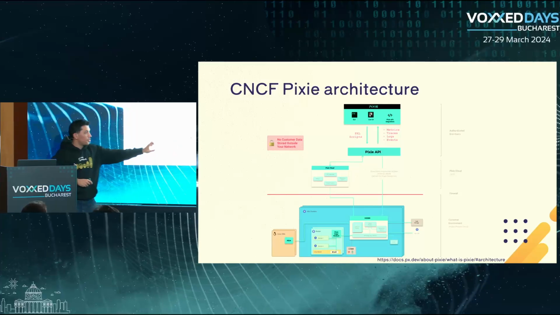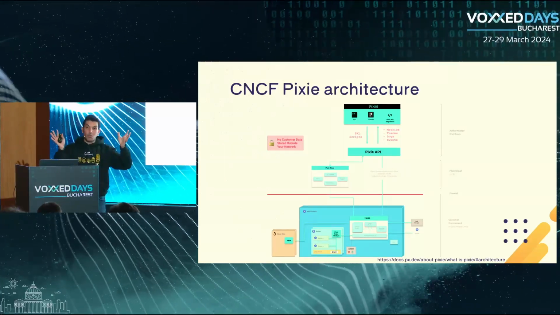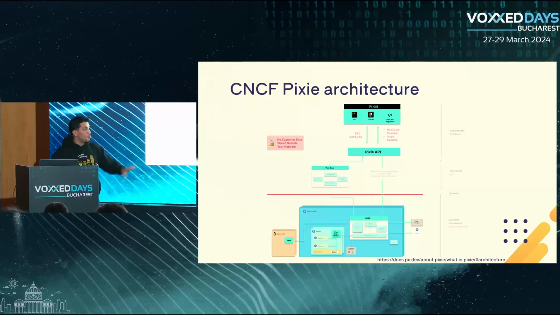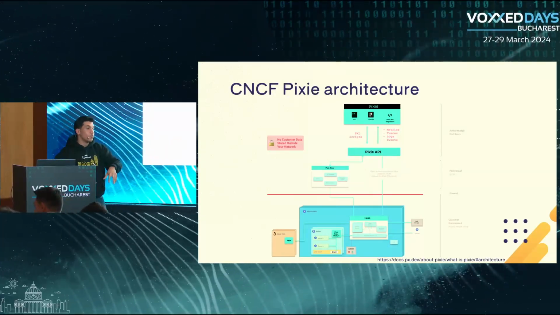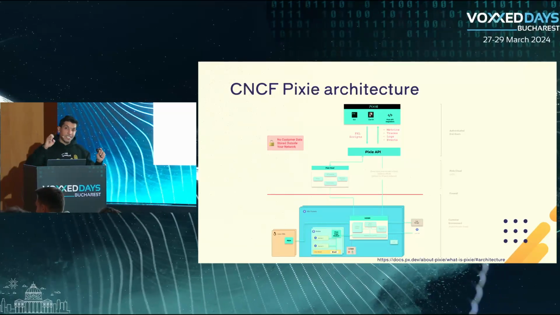So Edge Manager is installed on each node you're running Pixie on. Visor is installed within the cluster. It's the collector, because it doesn't store anything. Everything is still within the node, and then it sends the information to the Pixie API or to Pixie Cloud.